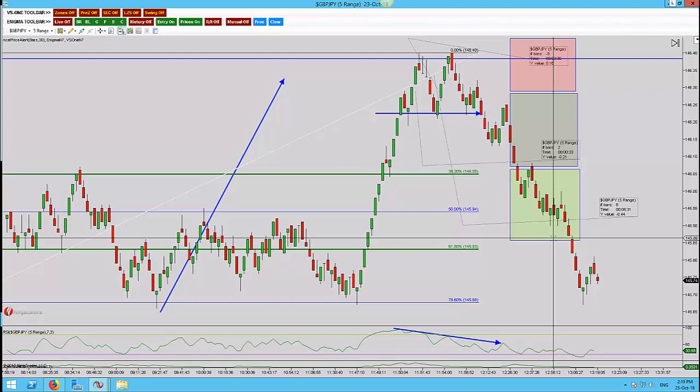Total pips banked on this trade, 33 pips.